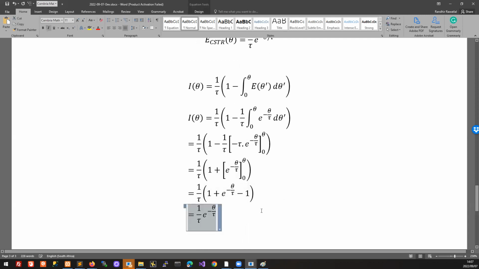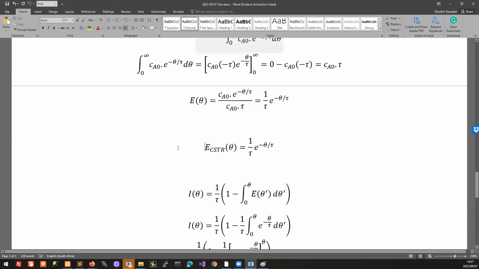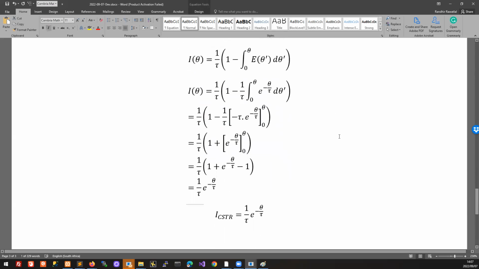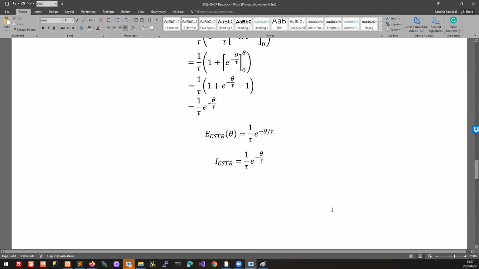So let's just copy this and write them next to each other. You might not be believing your eyes, right? So there's E CSTR and there's I CSTR, and they are identical. So even when we do this in a simulation way, we still find the feature of the CSTR. We've got the same on the inlet and at the exit. It's the same exponential function.